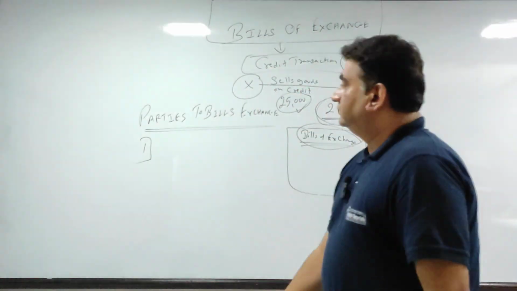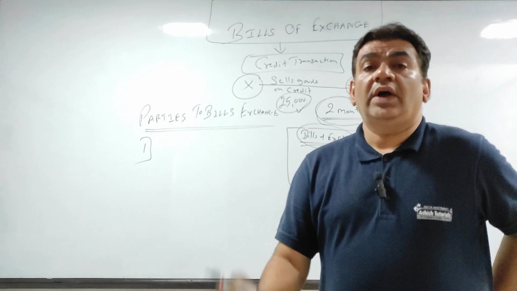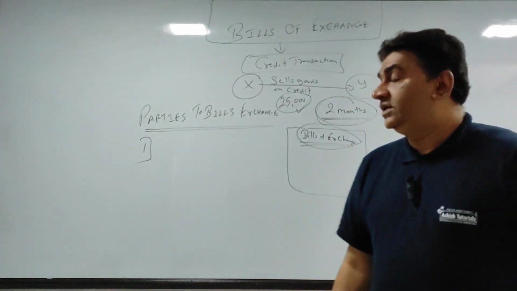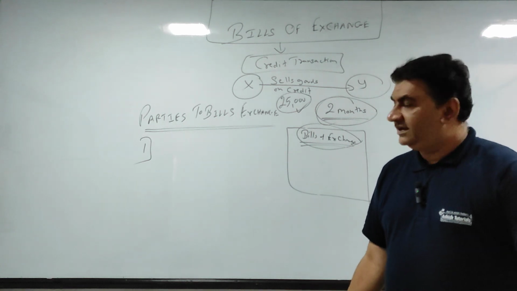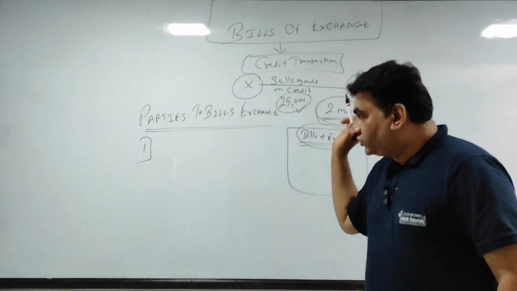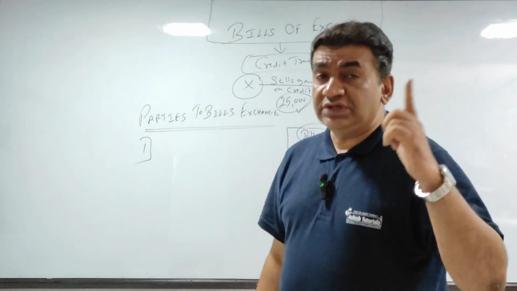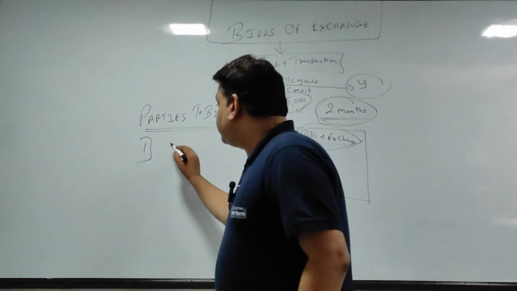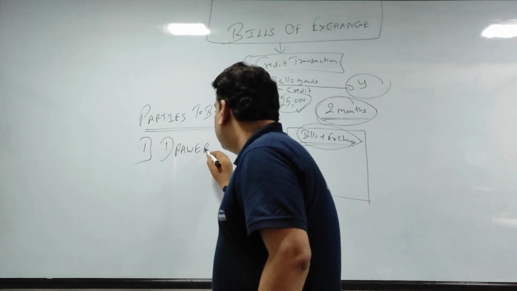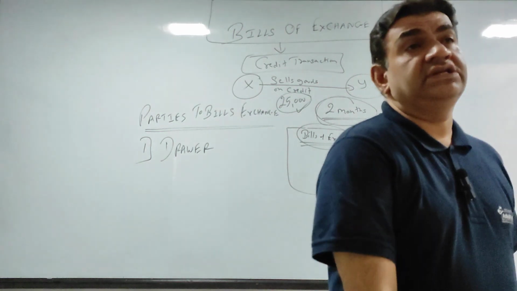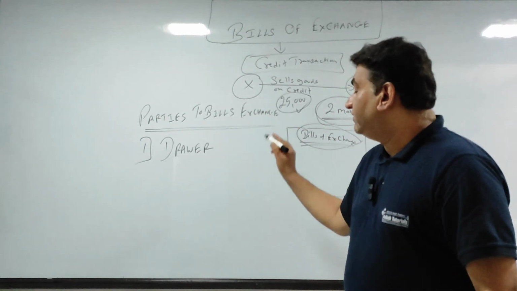First party. Now first party will be the party who has to recover the money. जो ये बिल बनाएगा, बिल वही बनाएगा जिसको पैसा लेना है. ये केस में कौन है? X. So the person who will make the bill, the person who has to receive the money, that will be the first party, and that party is called as the drawer. Drawer means the person who draws the bill, who makes the bill, who has to receive the money.